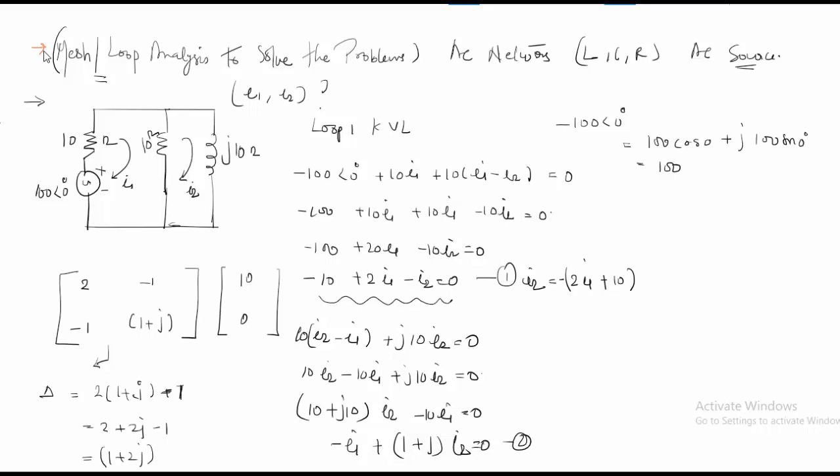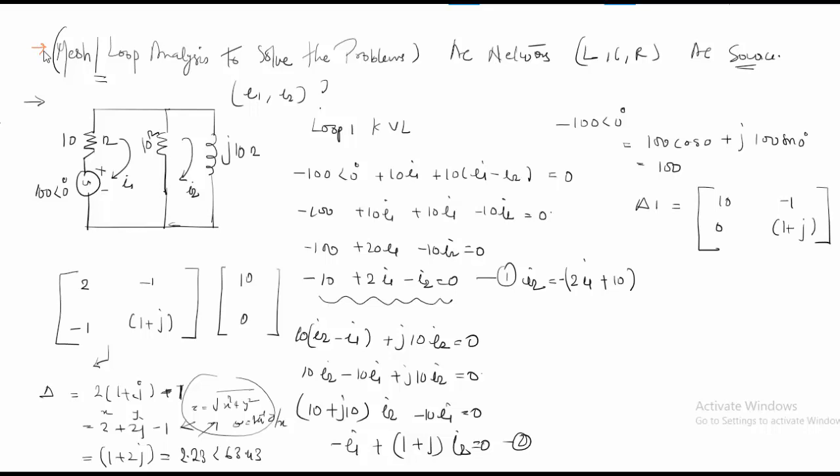And if I'm resolving this, it will come close to 2.23, making an angle of 63.43 degree. How I got this is by taking this as x and y, and my z is equal to under root x square plus y square, and my theta is equal to tan inverse of y by x. So that's how I got this. And if I take my delta 1, then that will be equal to this matrix for finding the I1, 10 0 minus 1 of 1 plus j. So my delta 1 is equal to 10 into 1 plus j, which is equal to 10 plus 10j.